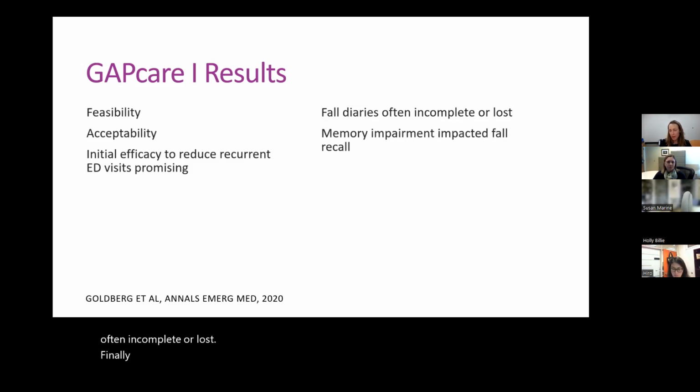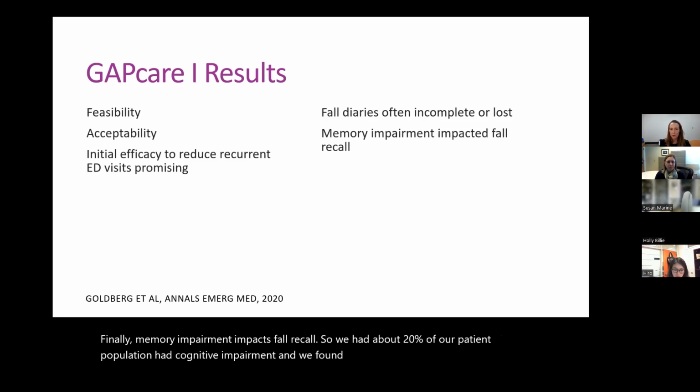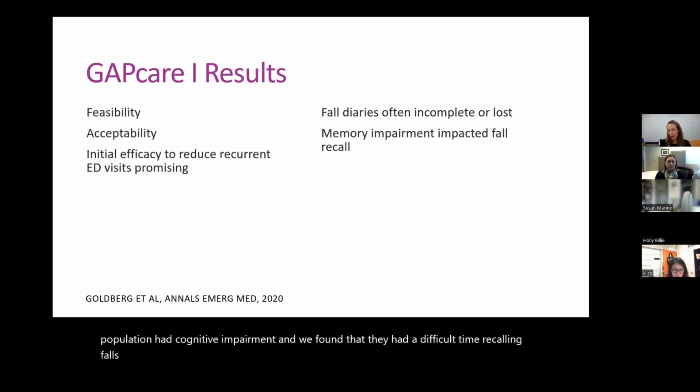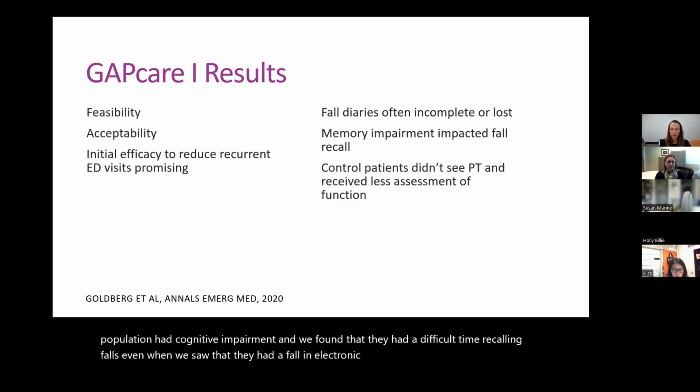Finally, memory impairment impacts fall recall. So about 20% of our patient population had cognitive impairment, and we found that they had a difficult time recalling falls, even when we saw that they had a fall in the electronic health record.